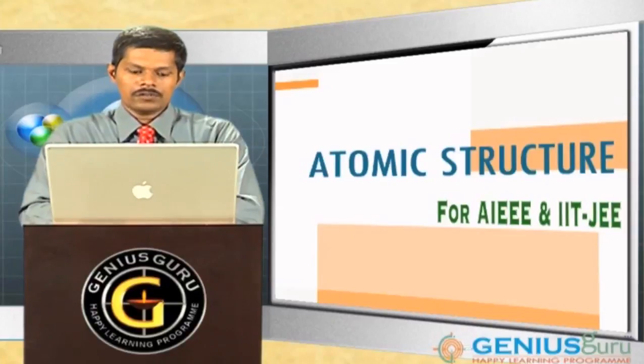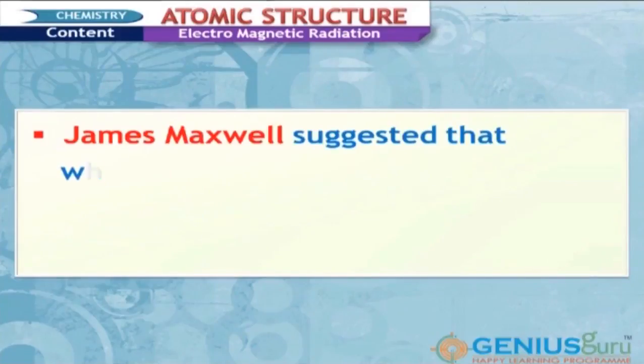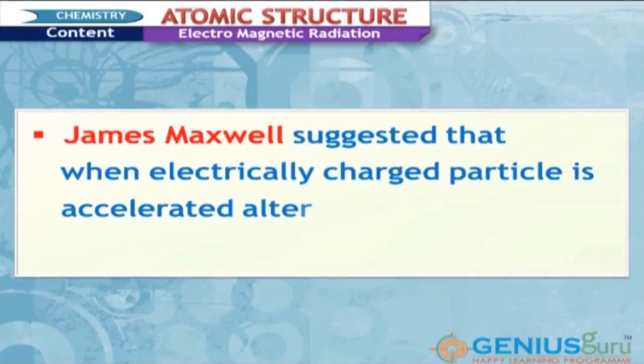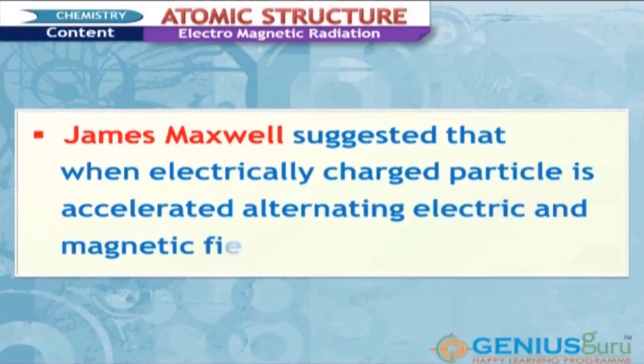Just now we have discussed the Rutherford model of atom. Now let us go to another important aspect of model of atom, that is the Bohr model of atom. Before going to discuss the Bohr model of atom, let us discuss the nature of electromagnetic radiation. James Maxwell suggested that when an electrically charged particle is accelerating, alternating electric and magnetic fields are produced.